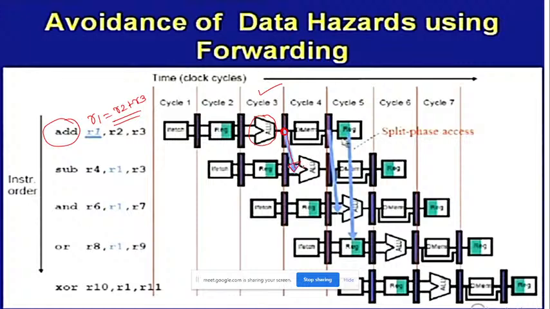The main thing is to avoid the delay. The execution of this first instruction will complete at the end of cycle 5, but the data is already available here, so we take that data for the arithmetic operation. That is called data forwarding. It avoids the data hazard.